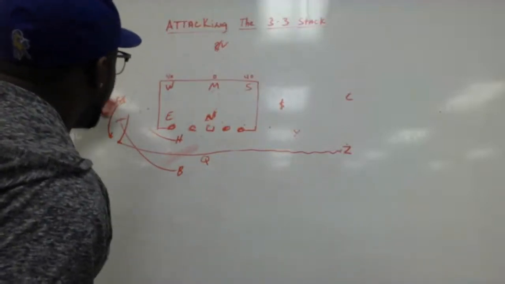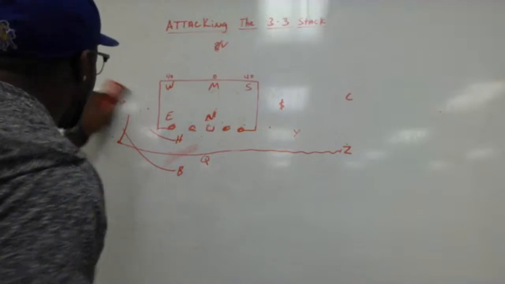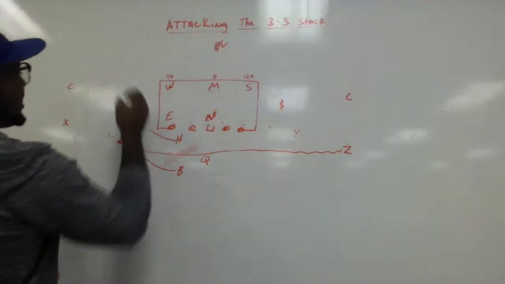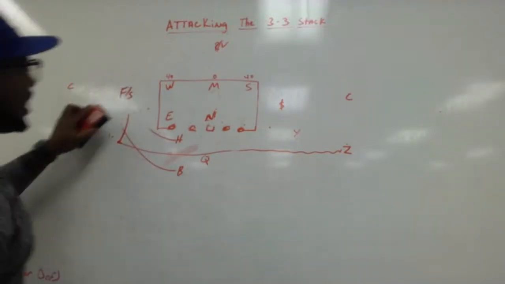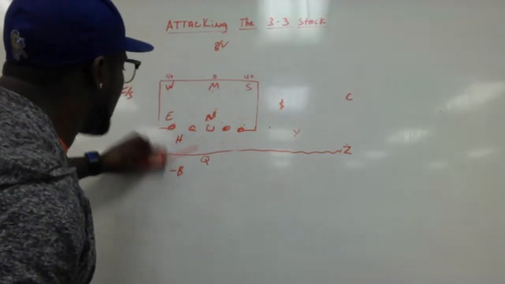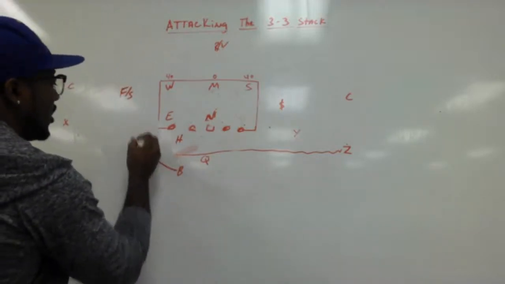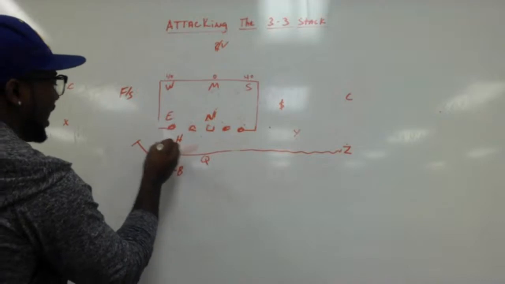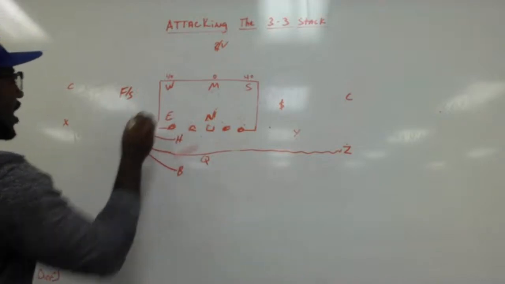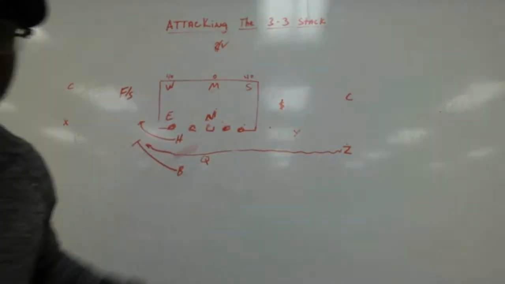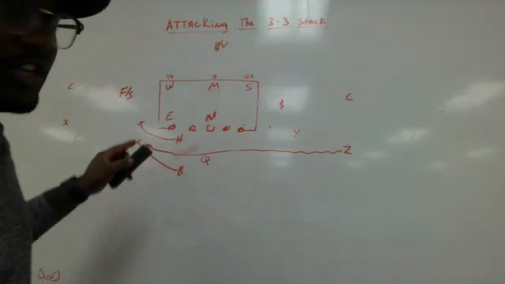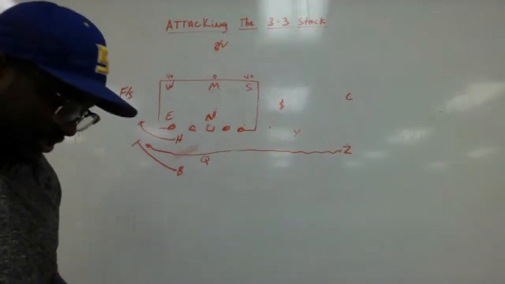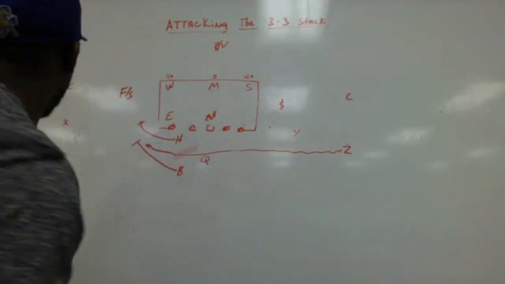So anyway, like I said, the defense is going to have to bring this guy down to honor that jet sweep and to contain it, because if they don't, they're giving us the perimeter. They're giving us an easy lane to run the ball, and we have more hats to block on this side of the field than they do to contain it. So this is one way you can do this.